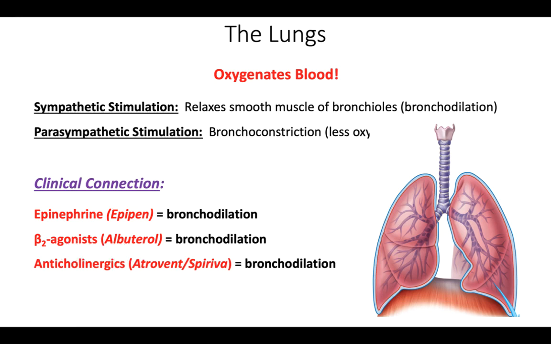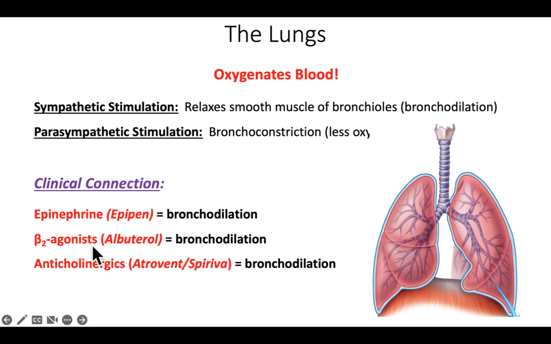Albuterol is probably the most common bronchodilator out there. It's used all the time during respiratory problems such as COPD or bronchitis and respiratory diseases that might reduce airflow. So those are beta-2 agonists. They do the same thing as the sympathetic nervous system.